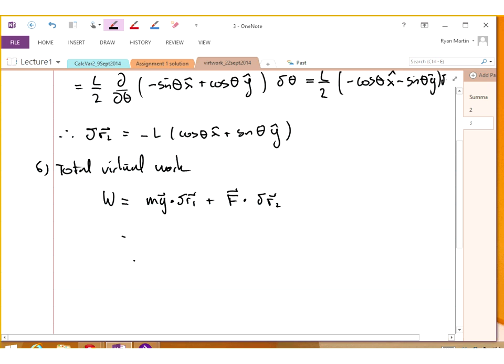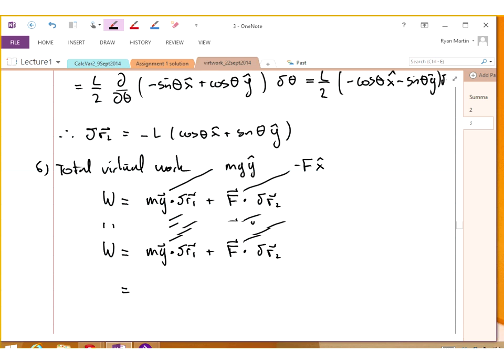So mg, this force, the weight is mg y hat, right? And we have y positive in the down direction. Whereas F vector is the magnitude of F, and it's in the negative x hat direction. So when we do the dot products of mg and delta R1, of course only the y component matters.